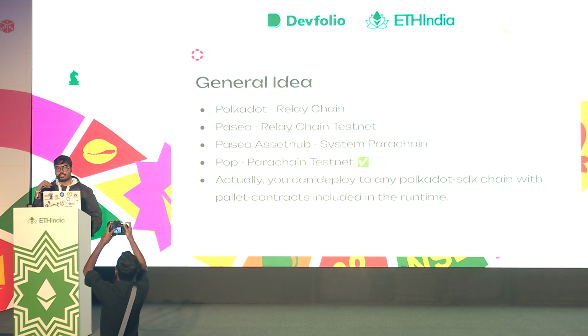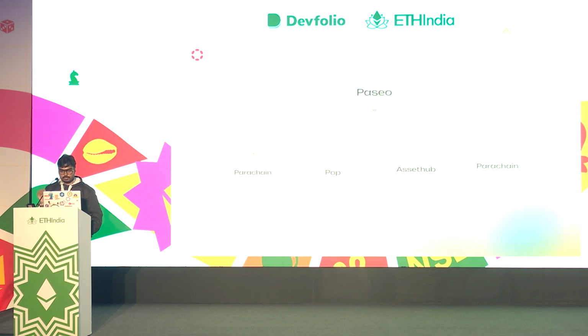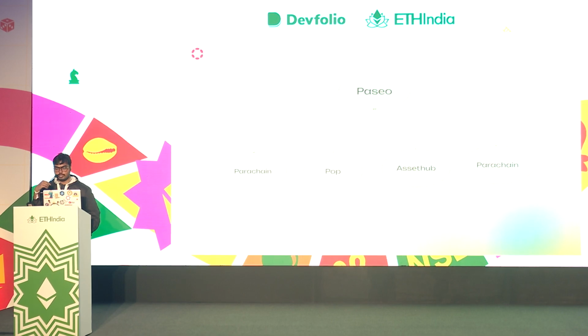Speaking about ink contracts, you can deploy ink contracts on not just POP network, but any network that has pallet contracts included in their runtime. So this is the general idea: relay chain, parachain, and testnet relay chains. Like in the hierarchy, right? When you speak about cross chain transfers, this hierarchy is very important, and it's very easy to get confused when you're forming XCM instructions.